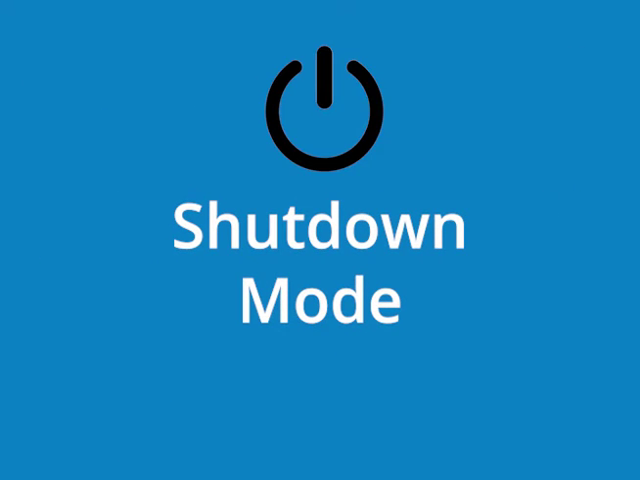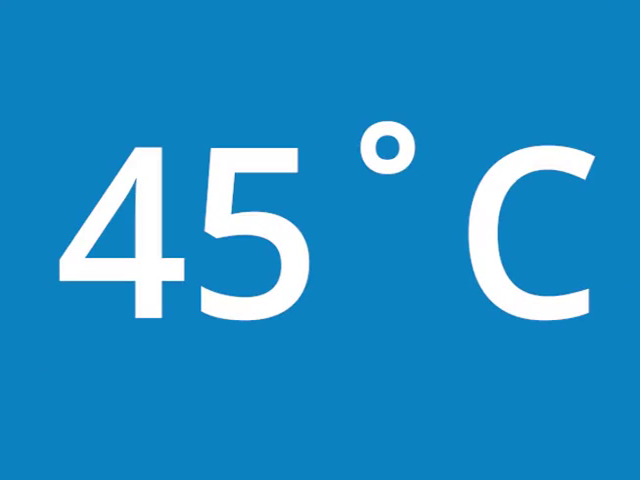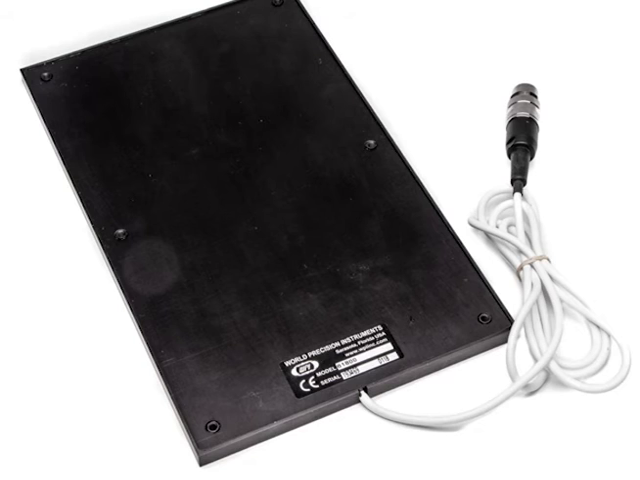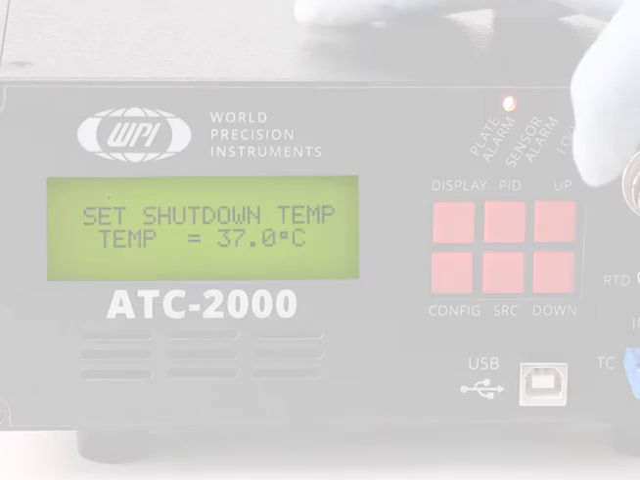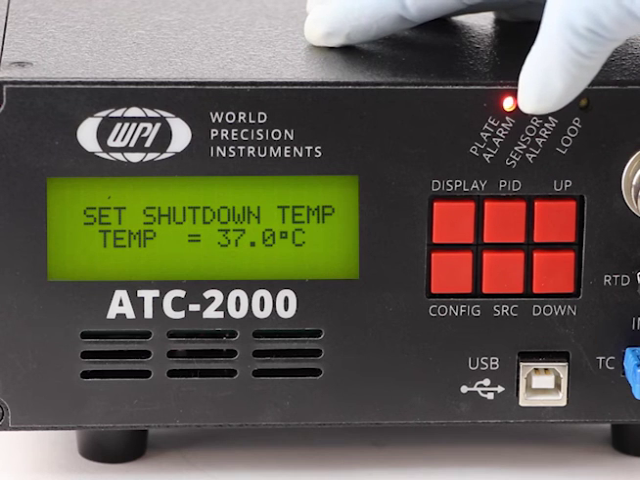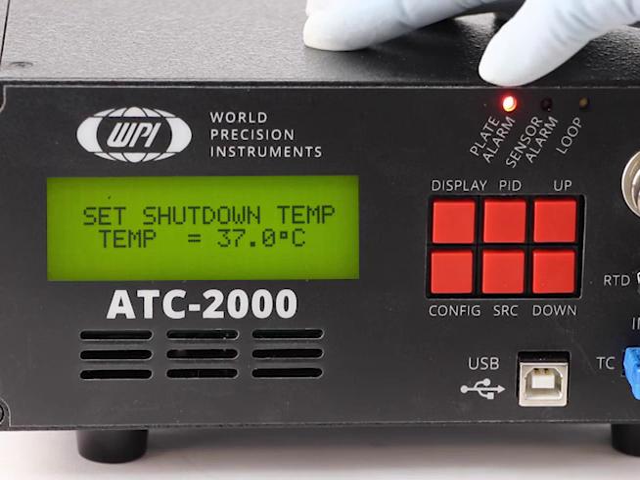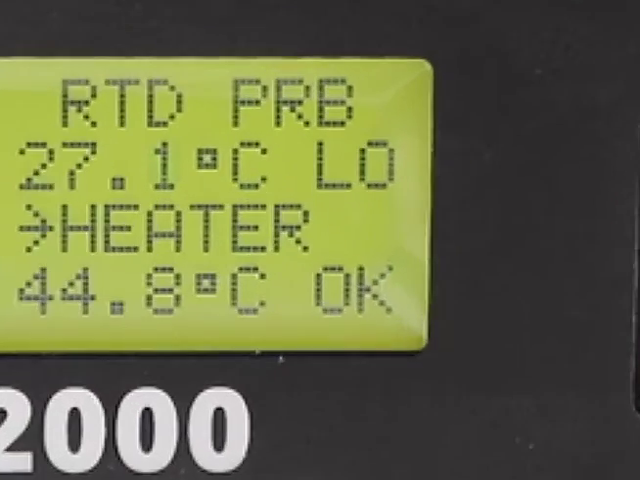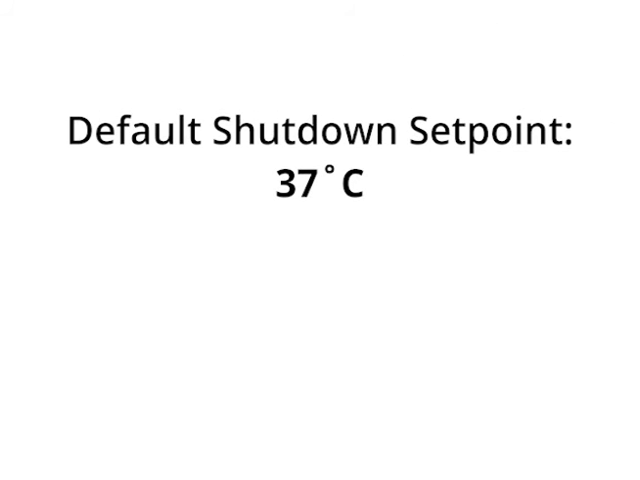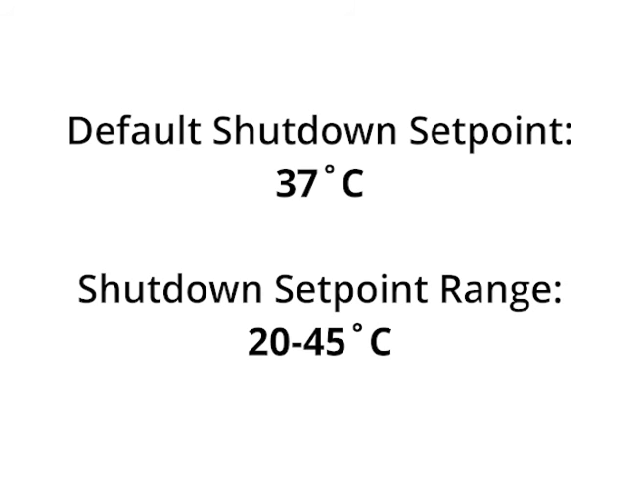The ATC2000 automatically goes into shutdown mode if the plate temperature exceeds 45 degrees Celsius. This is designed to prevent overheating of the subject. In shutdown mode, the source temperature defaults to the temperature sensor embedded in the heating plate. The shutdown mode has its own shutdown temperature set point, which is different than the temperature set point in normal mode. By default, the shutdown set point temperature is set to 37 degrees Celsius. You may set it anywhere between 20 degrees and 45 degrees Celsius.